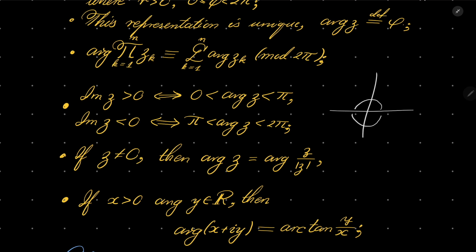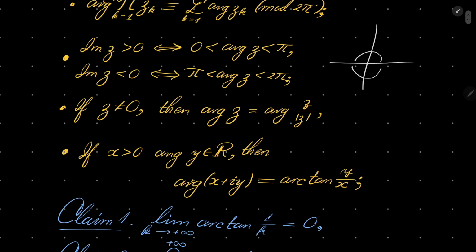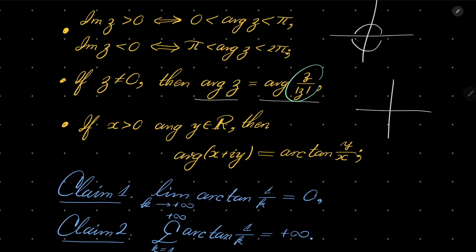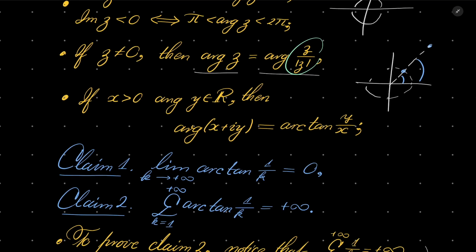And moreover, notice that we can normalize our numbers. If z is not 0, then the argument of z is the same as the argument of z over the modulus of z. This has an advantage because this number has modulus 1. It's also rather intuitive: if I normalize a number to lie on the unit circle, the angle stays the same, obviously. Then, another fact: if x is greater than 0 and y is a real number, then the argument of x plus i times y can be found using the arctangent function. It's arctangent of y over x.